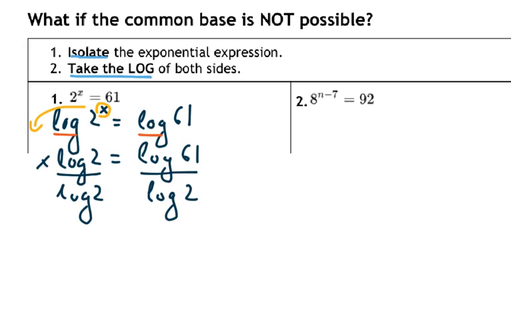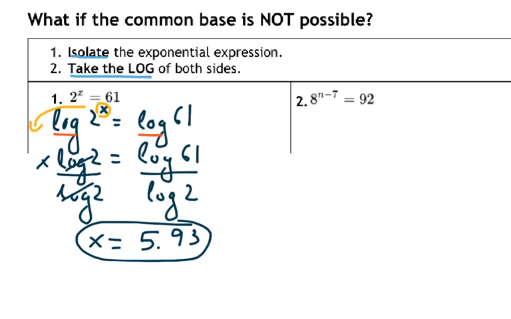Now in this case, guys, you're going to take the calculators and just plug it in: log 61 divided by log 2. And once you do that, you see that the answer comes out to 5.93077, but you just take a couple of numbers after the decimal point, and the answer is x equals 5.93.